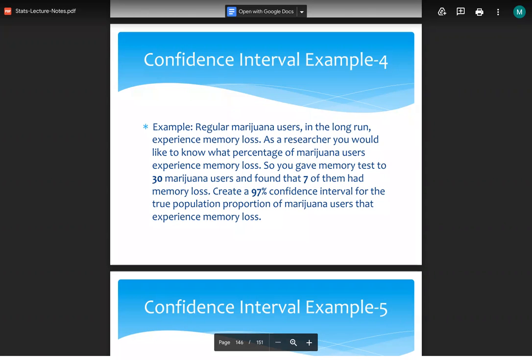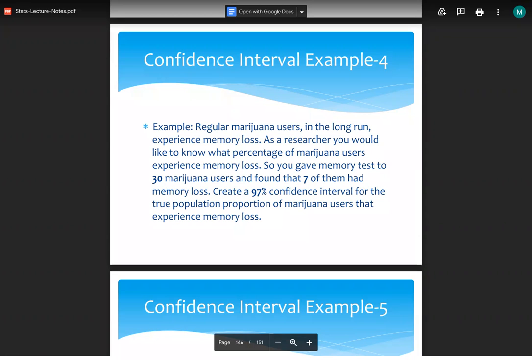Okay, so this problem, example: regular marijuana users in the long run experience memory loss. As a researcher, you would like to know what percentage of marijuana users experience memory loss. So you gave a memory test to 30 marijuana users and found that 7 of them had memory loss. Create a 97% confidence interval for the population proportion of marijuana users that experience memory loss, okay?